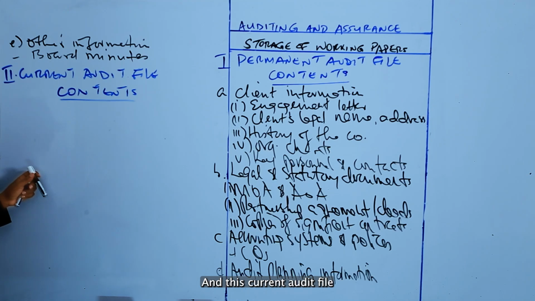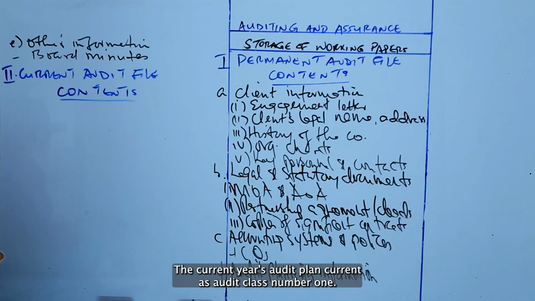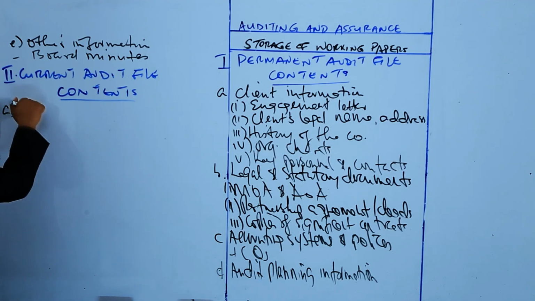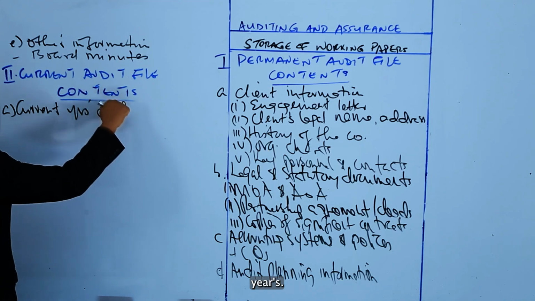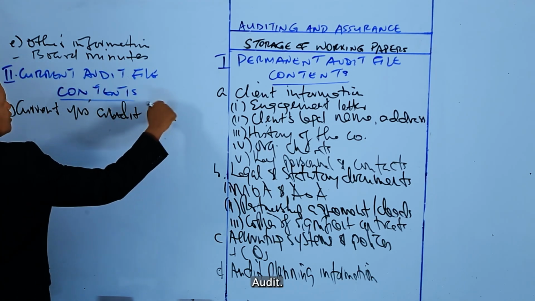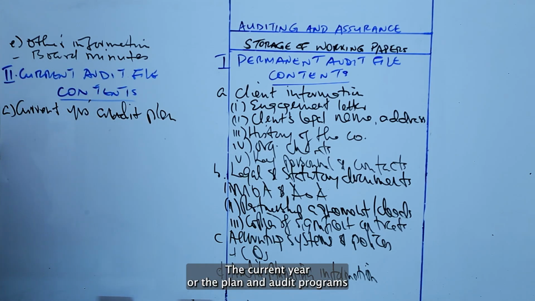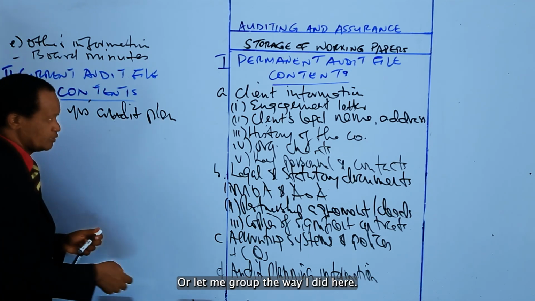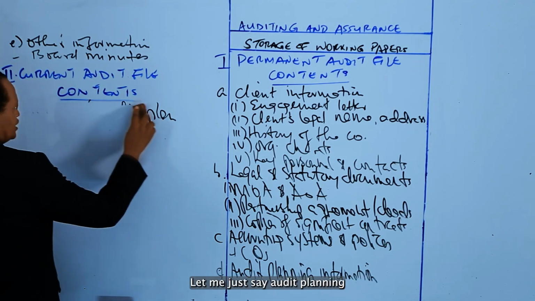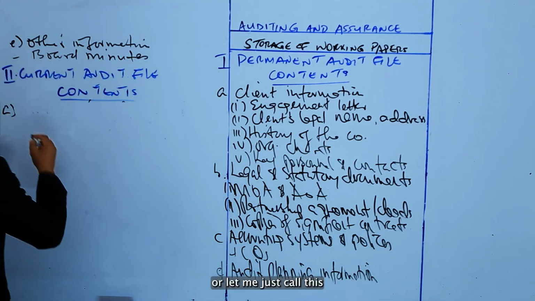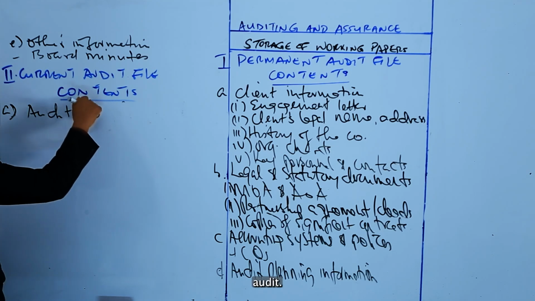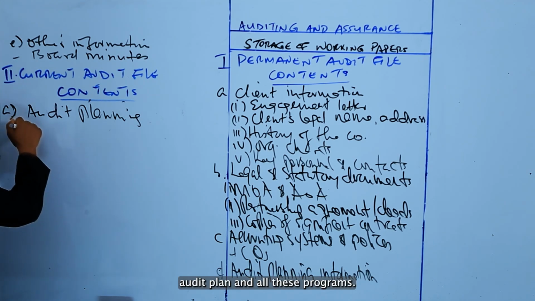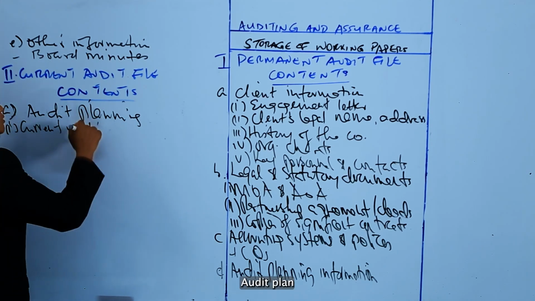And this current audit file contains audit planning, the current year's audit plan. Number one, the current year's audit plan and audit programs. Okay? Or let me group the way I did here. Let me have them in form of a group. Let me just call this audit planning. Under audit planning, we have first of all the current year's audit plan and audit programs.